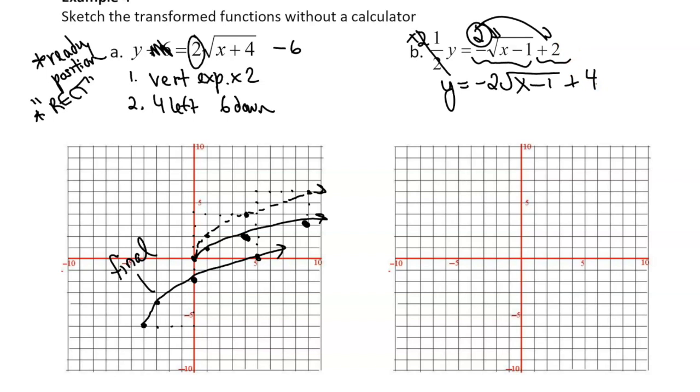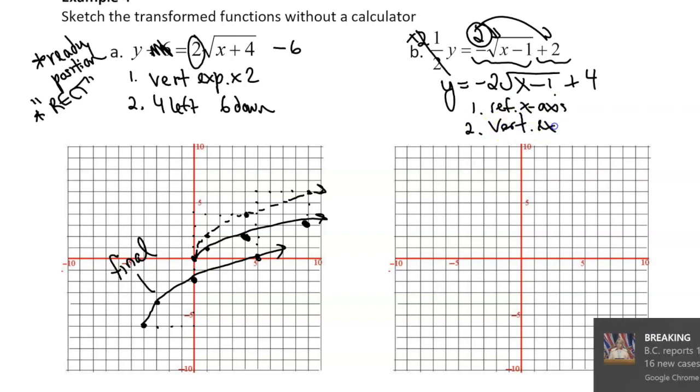And if we want to label what the different things are happening here, we know that there's a negative in front, so we have a reflection over the x-axis. We have a vertical expansion by a factor of 2. And we know that we're going 1 to the right and 4 up.